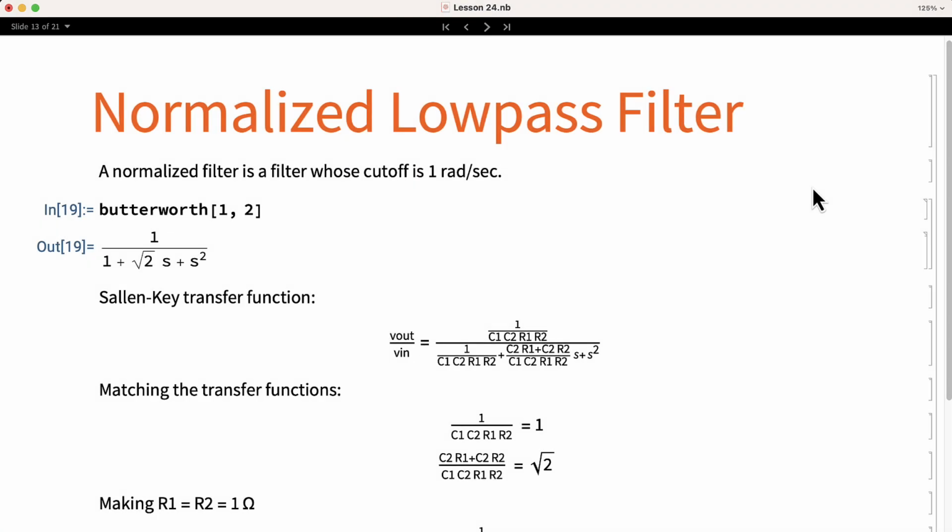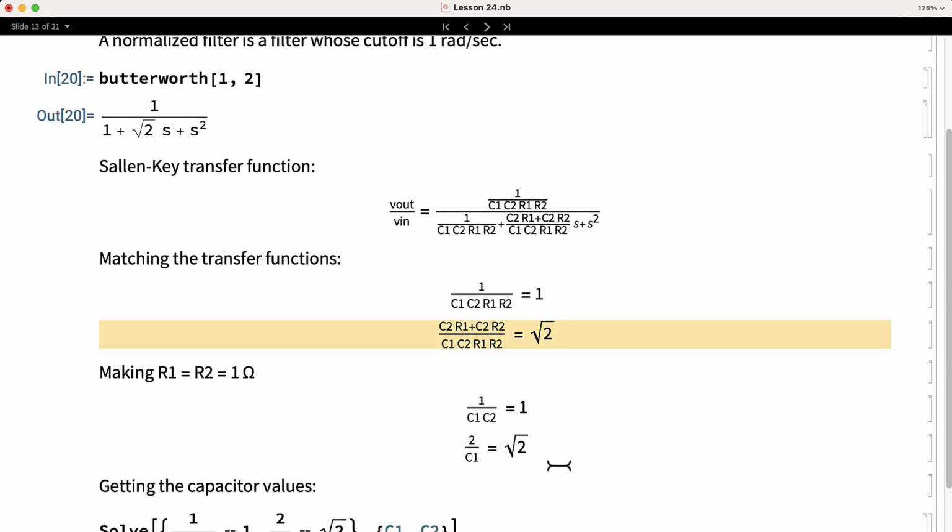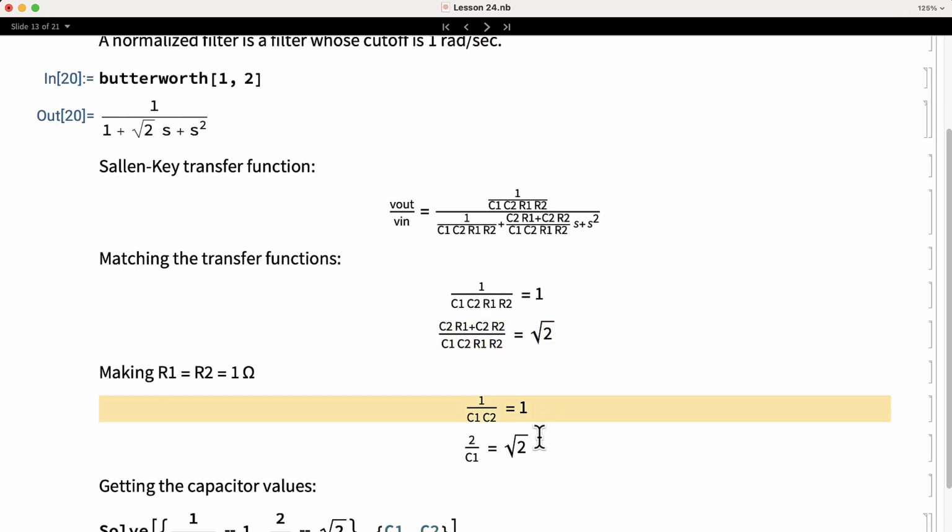We will start by making the normalized Butterworth filter of order 2. This results in the transfer function we explored before. Now we need to match the Sallen key transfer function to the generated Butterworth filter. We can see that matching the terms is quite easy. These are the equations that we need to satisfy to get the normalized filter. If we make resistors R1 and R2 equal to 1 ohm, the equations simplify and we only need to solve for the values of the capacitors.